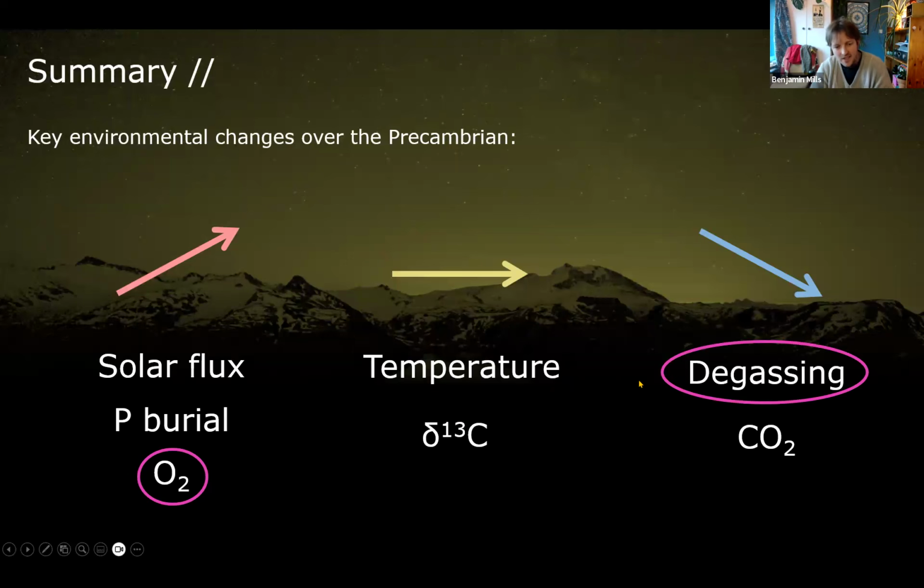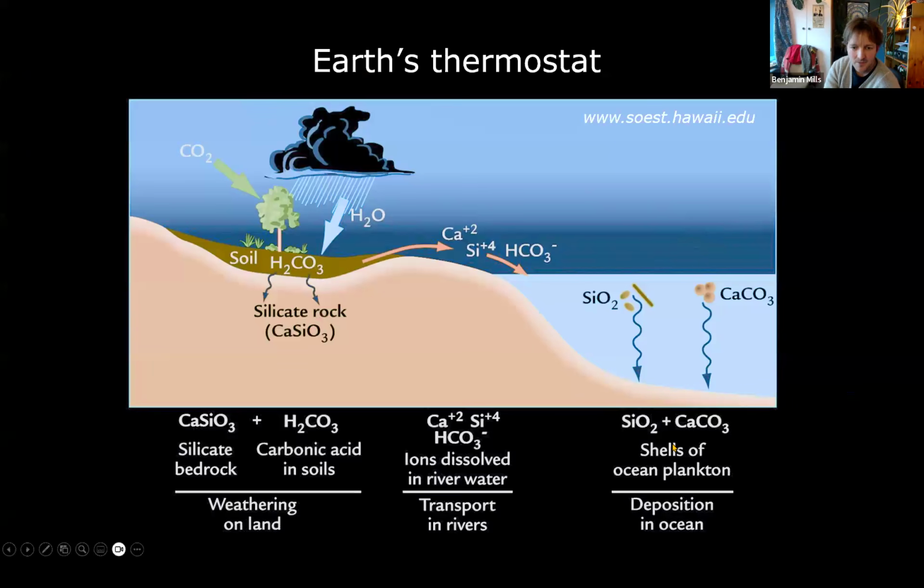Another one is this combination of decreasing rates of degassing and increasing rates of oxygen. So this is a difficult one, because if we imagine an early Earth where we have a huge amount of carbon input, so a very active mantle, lots of spreading, lots of CO2 coming in at ridges, we're going to have to get rid of that carbon, because what happens on the Earth is it has this natural thermostat. This is the silicate weathering thermostat.